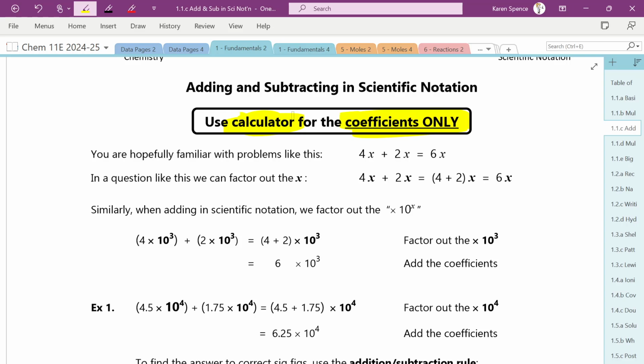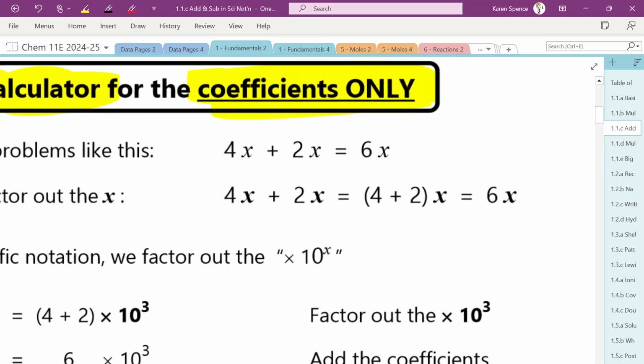But if you want to know what your significant figures are, you have to do it this way. Okay. So how it works is very much like a math problem where you have 4x plus 2x equals 6x. And how could we factor out these coefficients? Well, we could take the 4 and the 2 and factor them out. So we have 4 plus 2. Okay, 4 plus 2x gives us 6x.